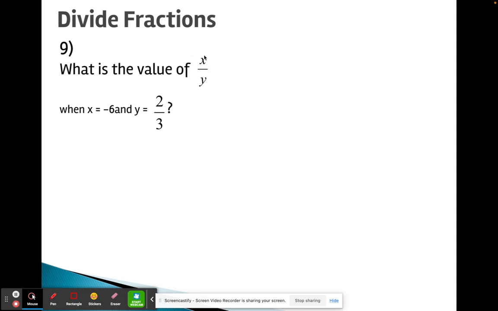Okay, what is the value of x over y when x is -6 and y is 2/3? Oh, sorry, no, y is 2/3. I can't read today. So this just means x divided by y, remember. And we probably want to rewrite that because we don't like to throw fractions inside fractions. So I'm going to rewrite this as -6 divided by 2/3.